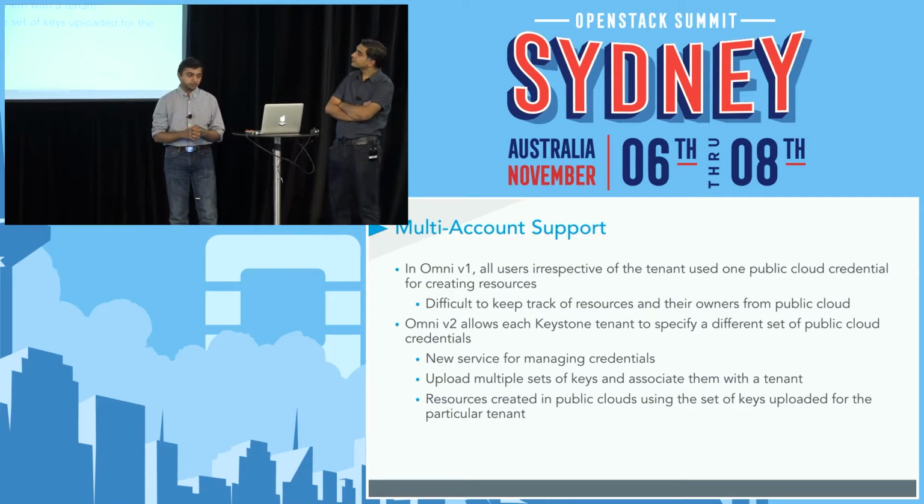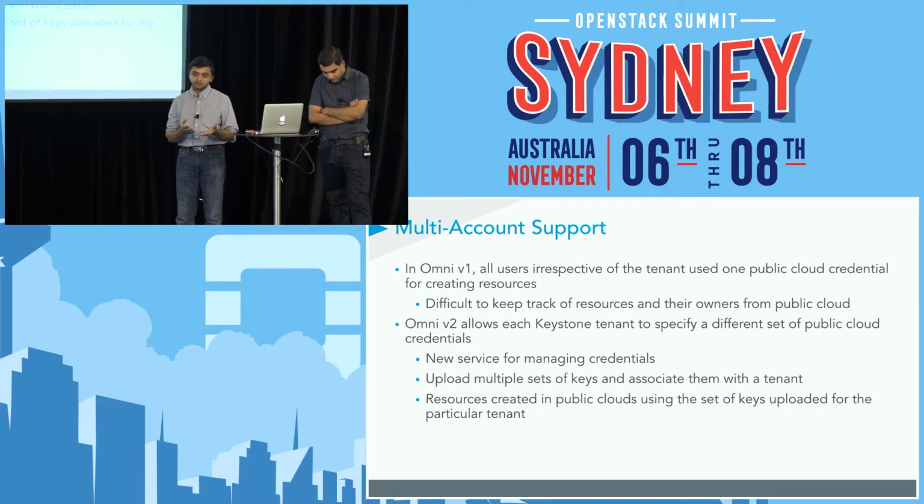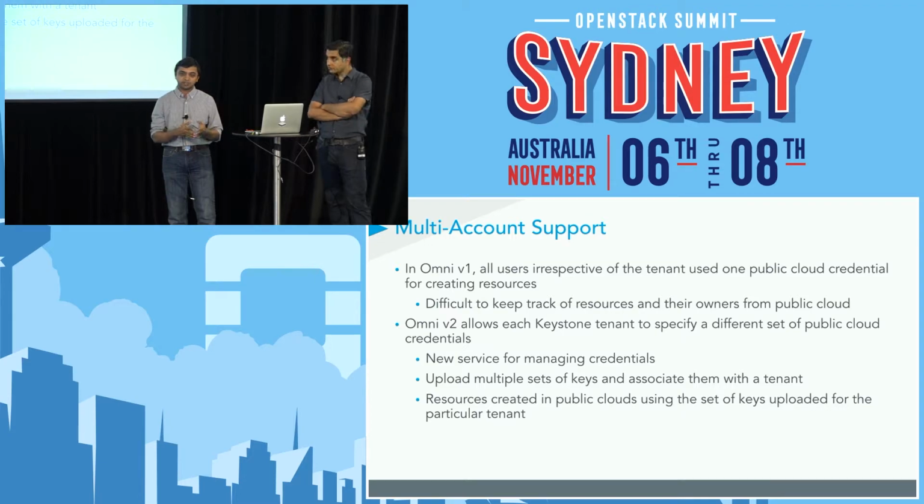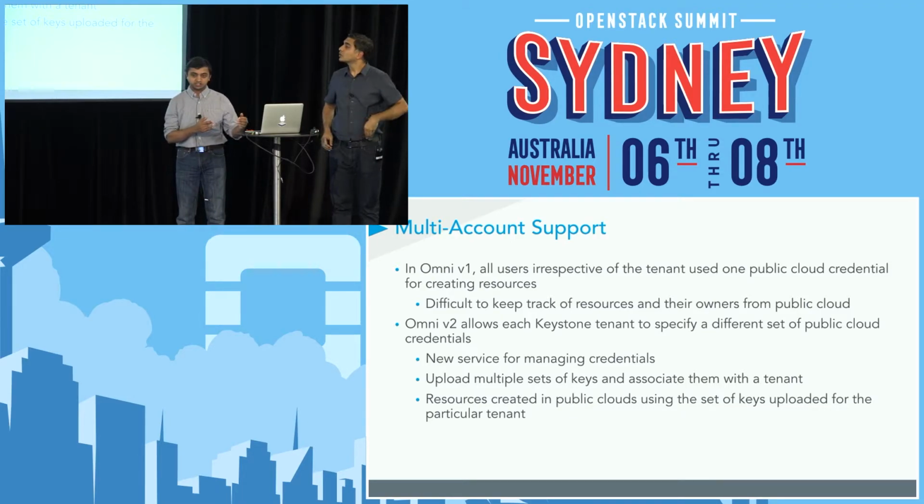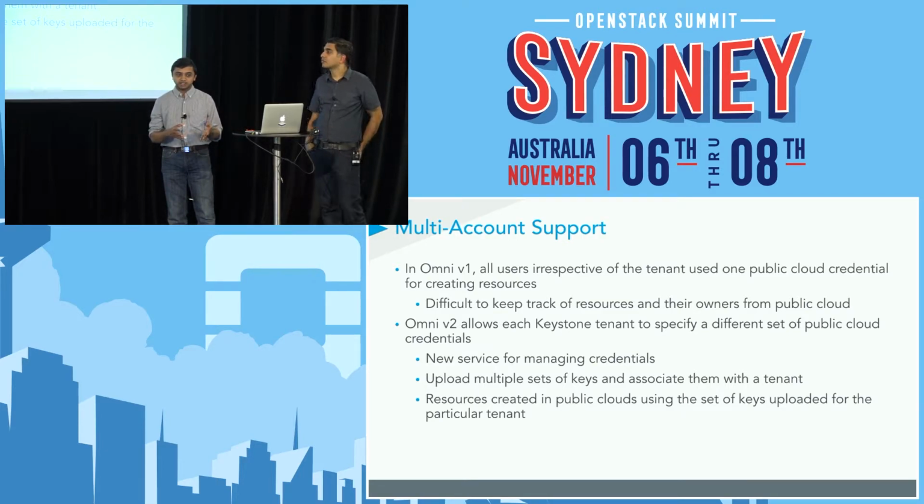Moving on to the multi-account support, like I said, inside Platform 9, we have 3 different AWS accounts: prod, dev, and test. So to make that work, we had to create 3 different clouds. Now, with this latest support, you can create 3 different tenants, dev, test, and prod, and assign 3 different keys to each of these tenants. And that's how it will easily work.